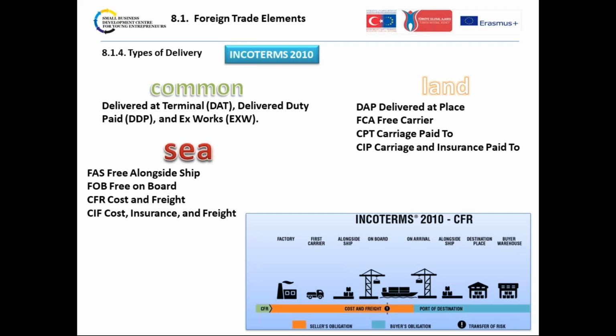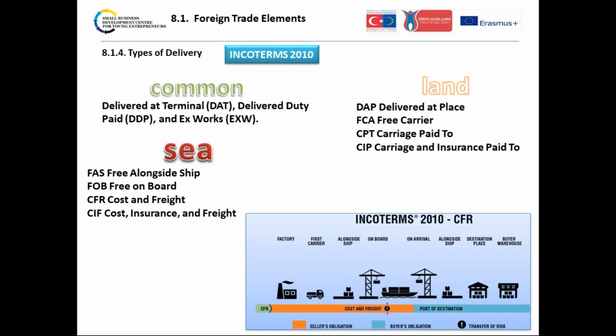FOB means you are sending the goods by sea. The only thing that you have to do is carry the goods from your factory or from your warehouse to the port. And after that, your responsibility is finished. So you carry the goods to the port and you handle the customs issues, and then it's finished. The customer has to take care of the rest. So let's talk about the CFR and CIF. The only difference between them is insurance. If you make insurance for your goods, this is CIF. If not, it is CFR.